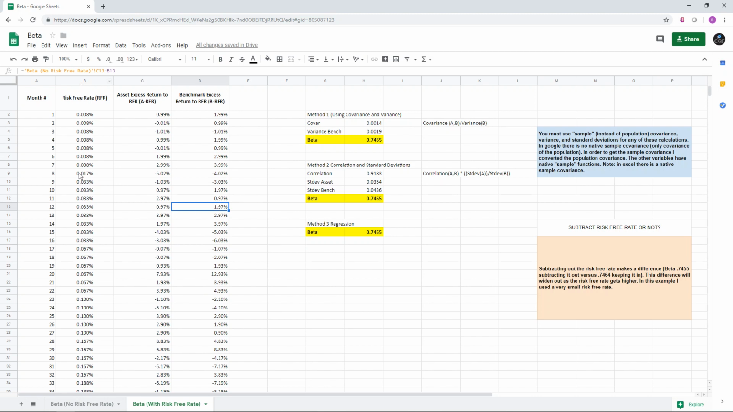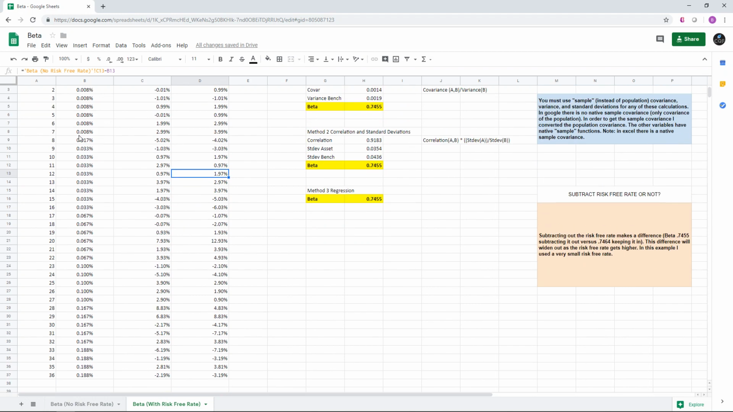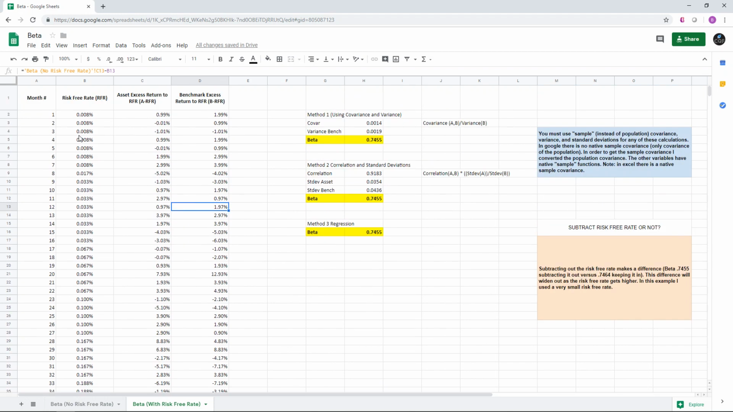and I just have column B here with the risk-free rate, pretty low here. I have it steadily increasing. This is monthly frequency, so the returns are pretty low. And the exact same formulas go right through here, and you can see the beta is actually slightly different than before. 0.7455 versus 0.7464, so it's ever so slightly different if you subtract out the risk-free rate.